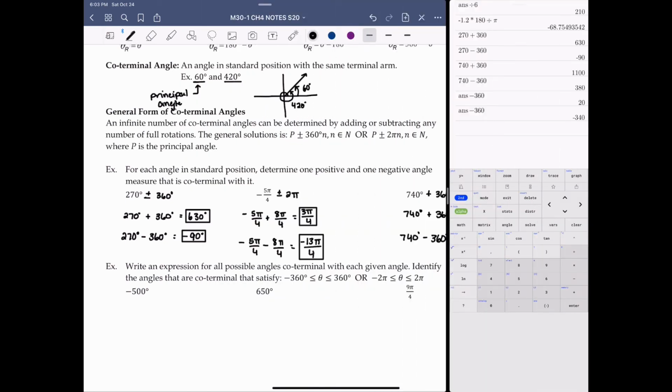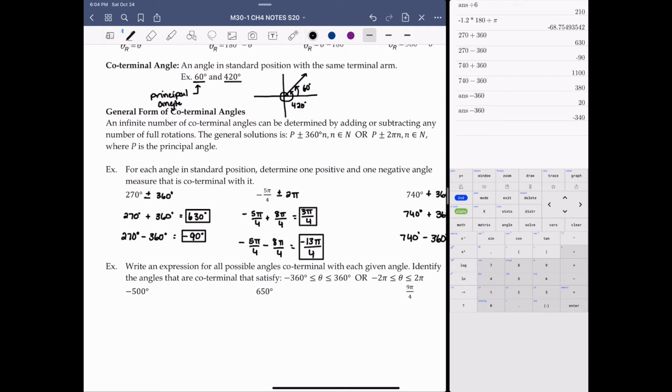Write an expression for all possible angles coterminal with each given angle. Identify the angles that are coterminal that satisfy theta is greater than or equal to negative 360 degrees and less than or equal to 360 degrees. Or for radians, theta is greater than or equal to negative 2 pi and less than or equal to 2 pi.